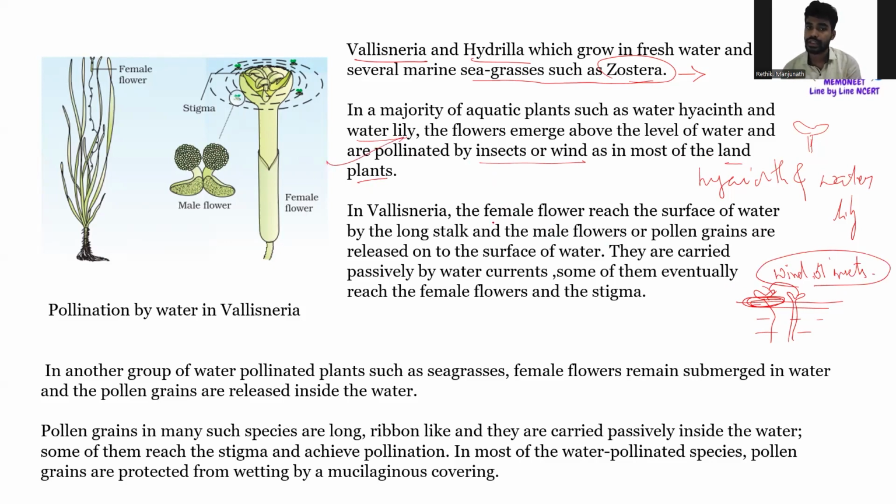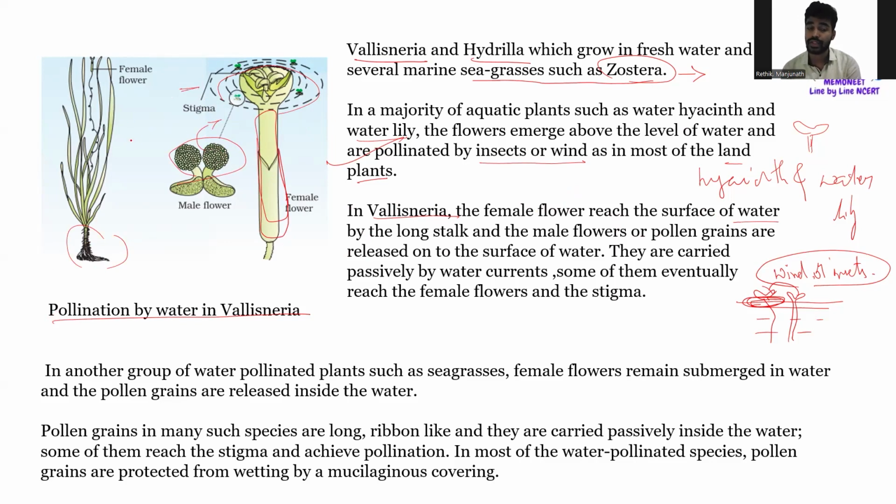This is one point. The second point is, as you can see in this diagram, Vallisneria is one of the examples. In order to achieve pollination, the female flower, you can actually see here, the female flower, normally reaches the surface of the water by a long stalk. This is actually the long stalk. And now these male flowers are going to produce an enormous number of pollen grains on the surface of the water.